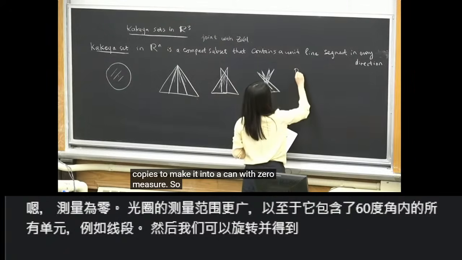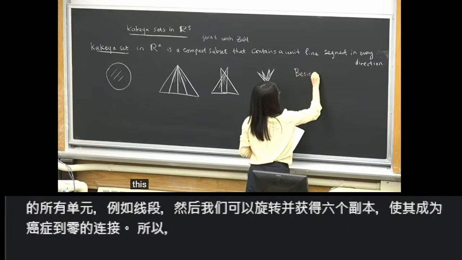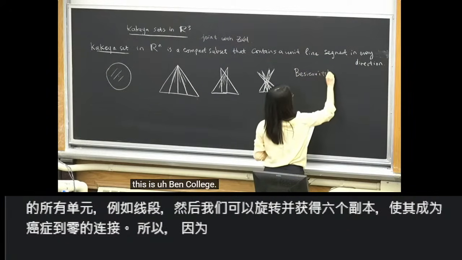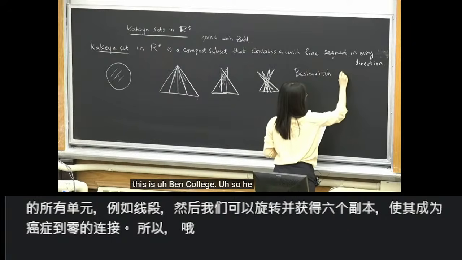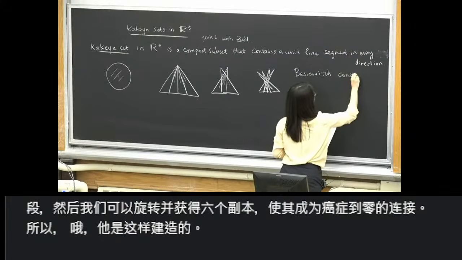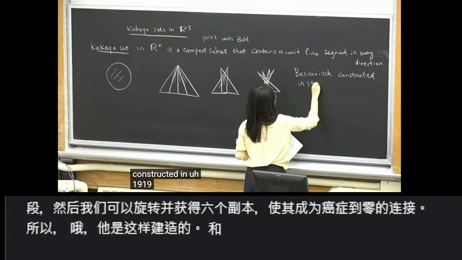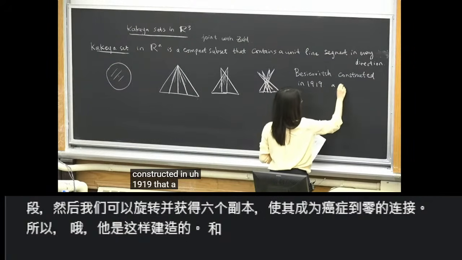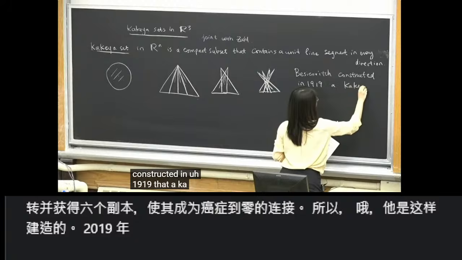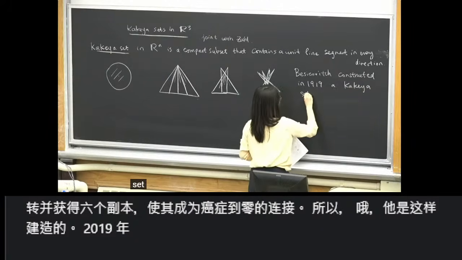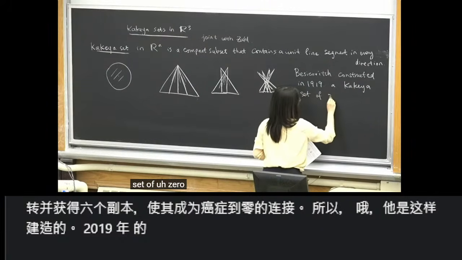So this is Minkowski. He constructed, in 1919, a Kakeya set of 0 Lebesgue measure.